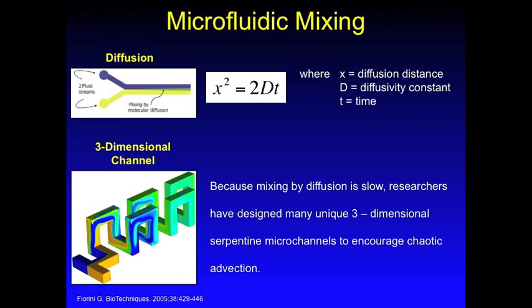Microfluidic mixing is typically limited by diffusion, or the spread of particles through random motion from regions of higher concentration to regions of lower concentration. Diffusion can be modeled using the top equation, where x is the diffusion distance, d is the diffusivity constant, and t is time. To speed diffusion mixing, researchers have developed unique three-dimensional serpentine microchannels to encourage chaotic advection.